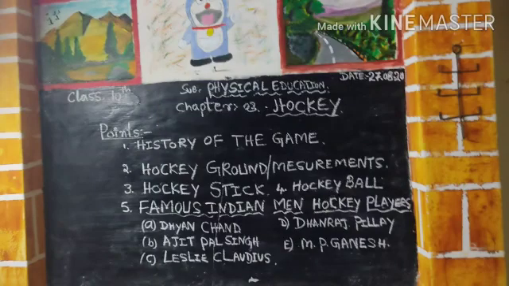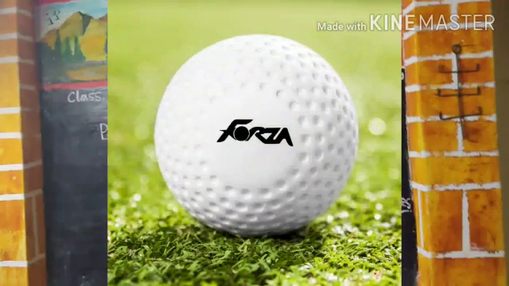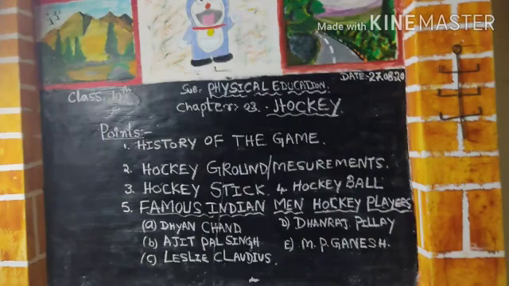Next, ball. The weight of the ball is 156 grams to 160 grams and circumference is 235 millimeters or 23.5 centimeters. It is covered by a thin shell of dimpled plastic. Leather coated ball is used to play on the grass or mud surface.